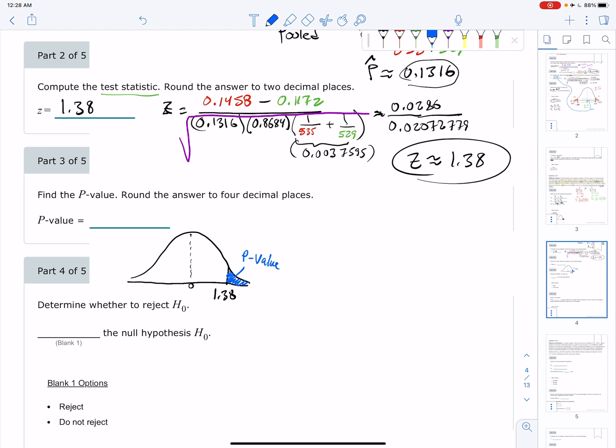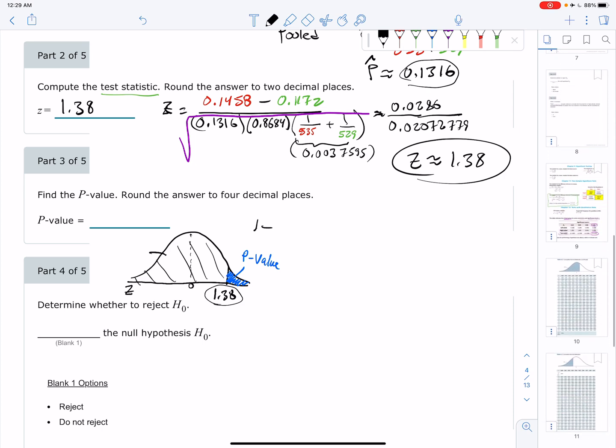So I need to look up a z value. Now remember, z-scores on that table always give you area to the left. So when I look it up, it's going to give me this stuff over here. And then I'm going to have to take 1 minus that answer to get my p-value, to get the blue on the right. So I'm going to go to my z table and look up positive 1.38.